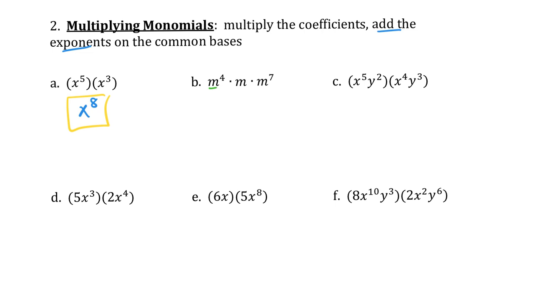Let's start with the m's. I have m to the fourth. What's the exponent on the m? 1, yeah. M to the fourth, m to the 1, and m to the 7th. So I can consolidate: 4 plus 1 is 5, 5 plus 7. I can make this m to the 12th.